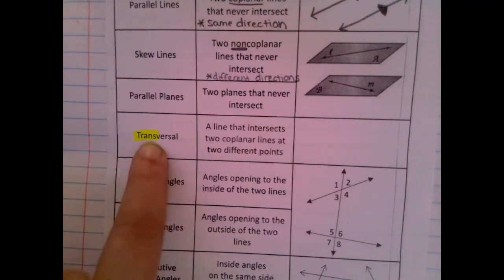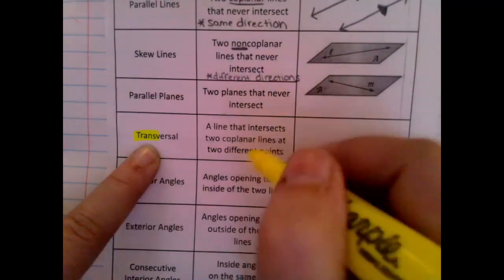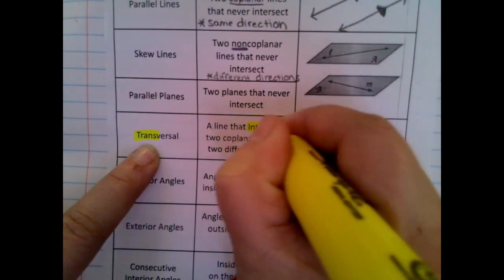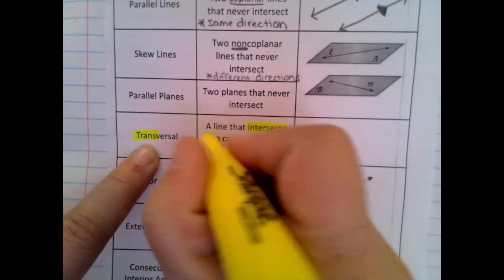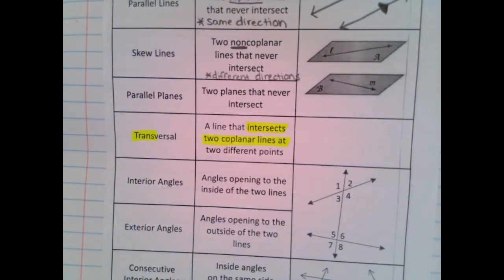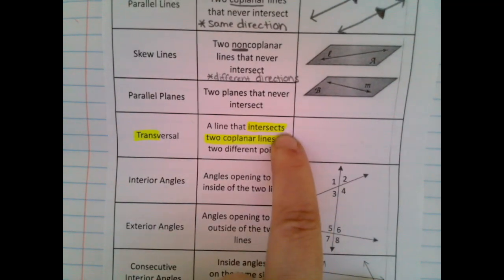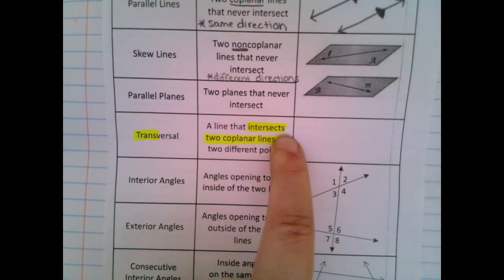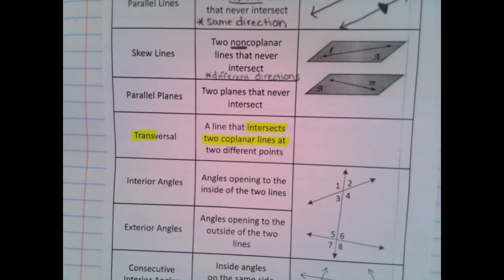So when we talk about this transversal, it's what's going to intersect. It's creating kind of a pathway between two coplanar lines. I wasn't supposed to highlight that word. Sorry, got carried away with my highlighter. Okay, so it intersects two coplanar lines.